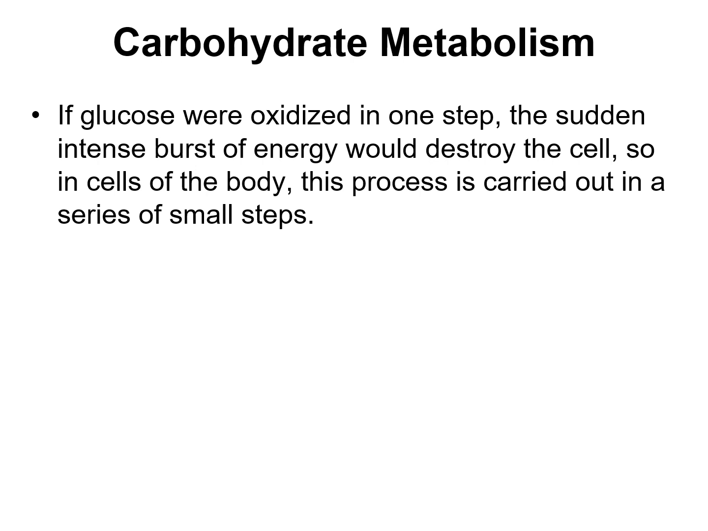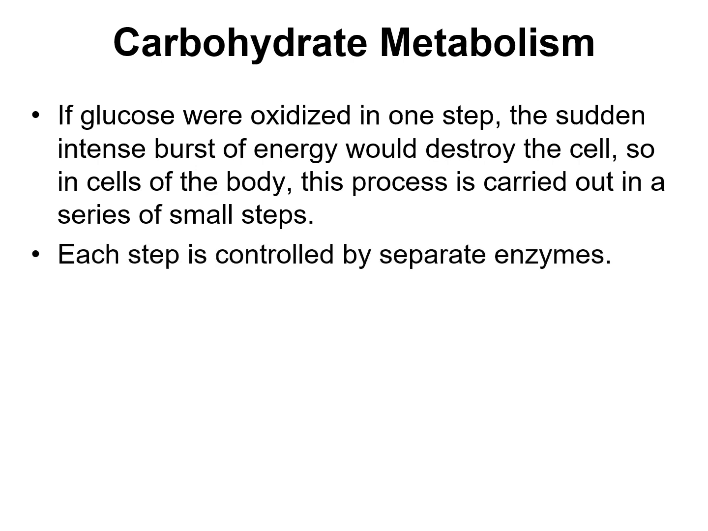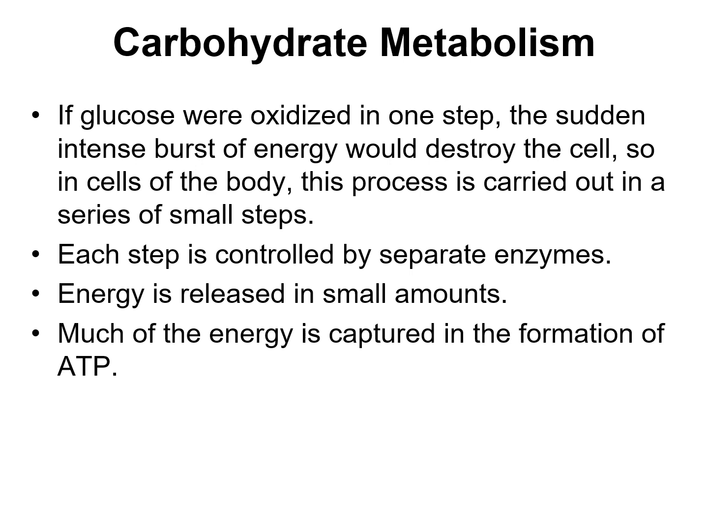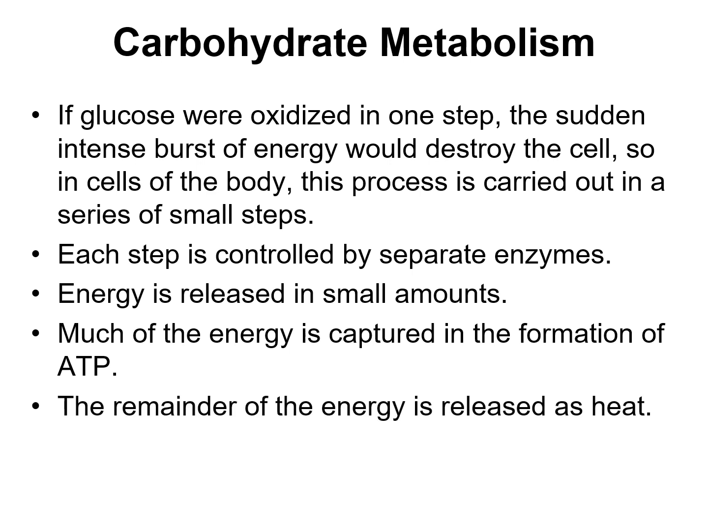The oxidation of glucose is carried out in a series of small steps, releasing a little energy with each step. Each step is controlled separately by enzymes, and energy is therefore released in small amounts. And as that energy is released, it's captured in the formation of ATP.